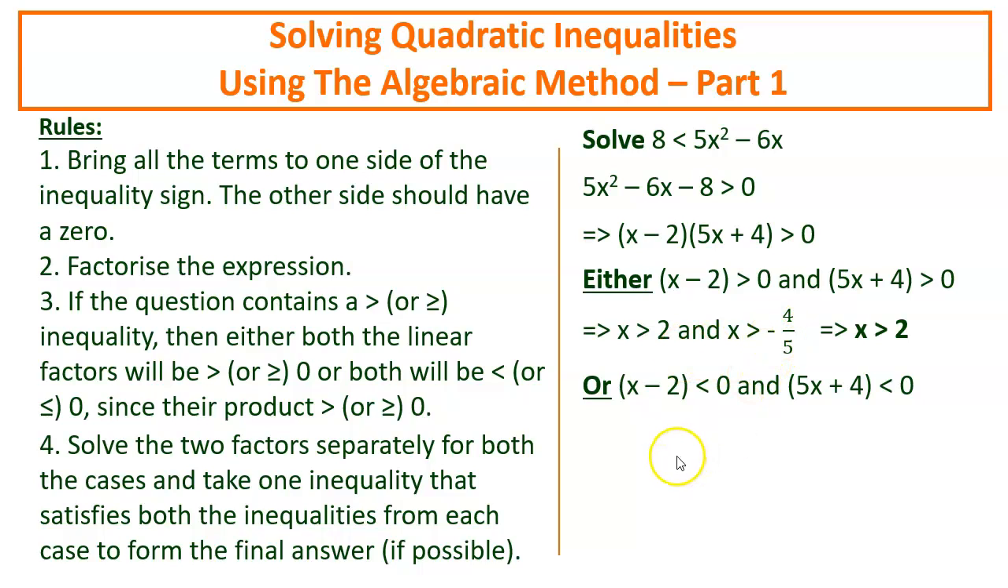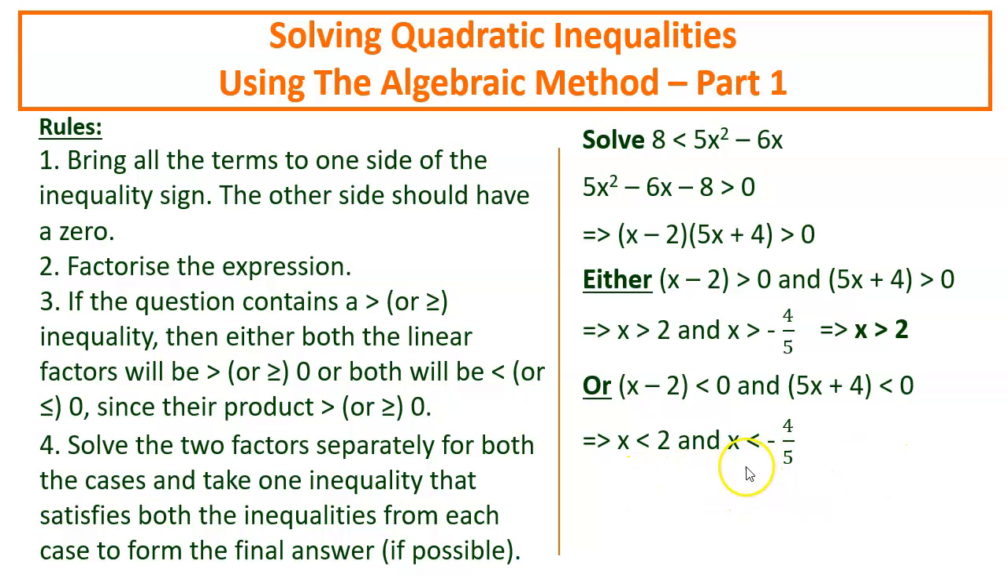Okay, coming to the or part. X minus 2 is less than 0, so x is less than 2, and 5x plus 4 is less than 0 gives us x is less than negative 4 over 5. So x is less than 2. Suppose that we take the value of x as 1. 1 is less than 2. But is 1 less than negative 4 over 5? Definitely not. So we cannot take x is less than 2 to represent both these inequalities.